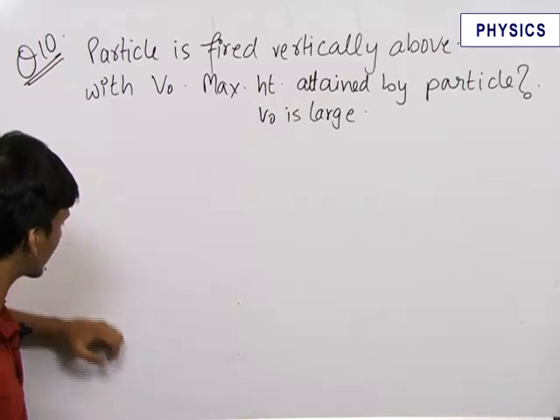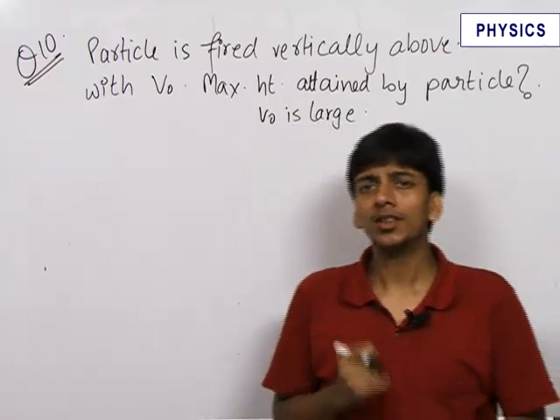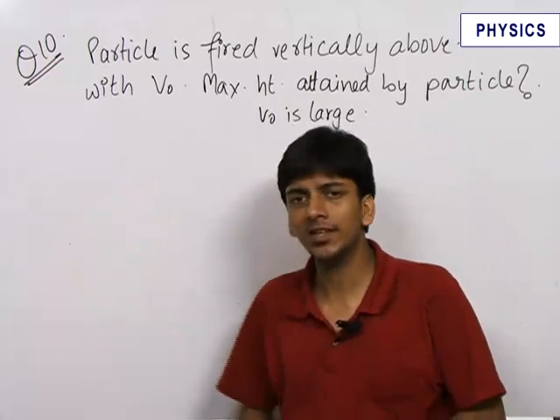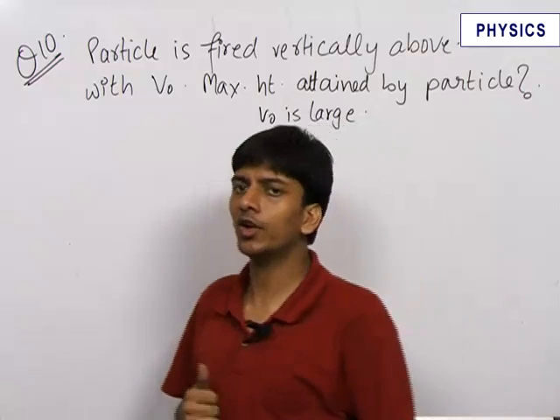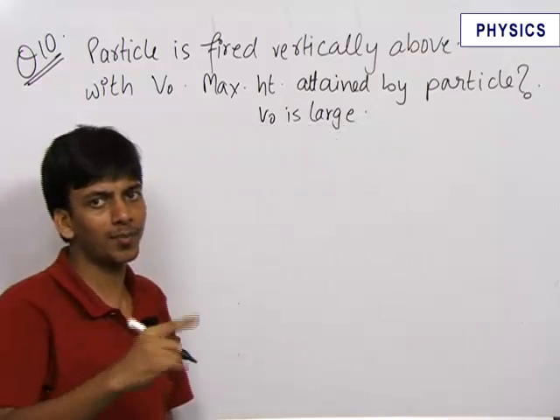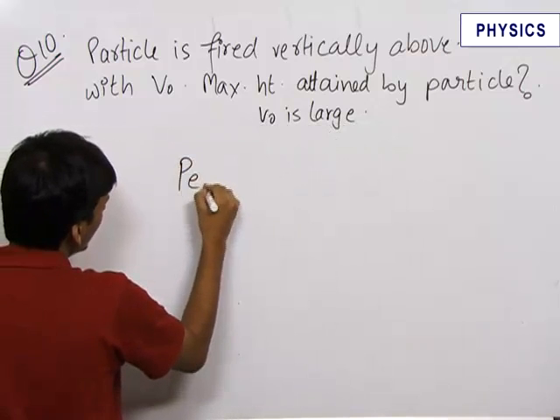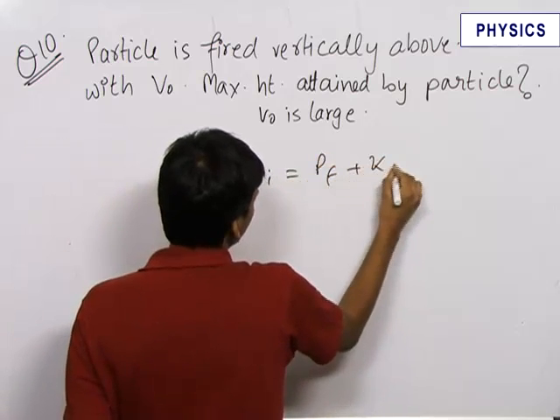Since the external forces acting on the object are zero except the only gravitational force acting, but that will be taken into account by the potential energy. So work done by external forces is zero and the work done by internal non-conservative forces is zero. Therefore, we can apply mechanical energy conservation. So by applying mechanical energy conservation, we get potential energy initial plus kinetic energy initial is equal to potential energy final plus kinetic energy final.